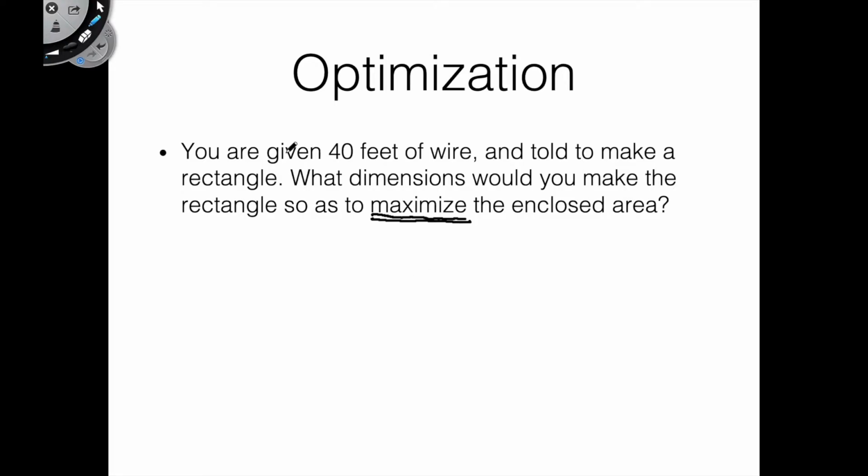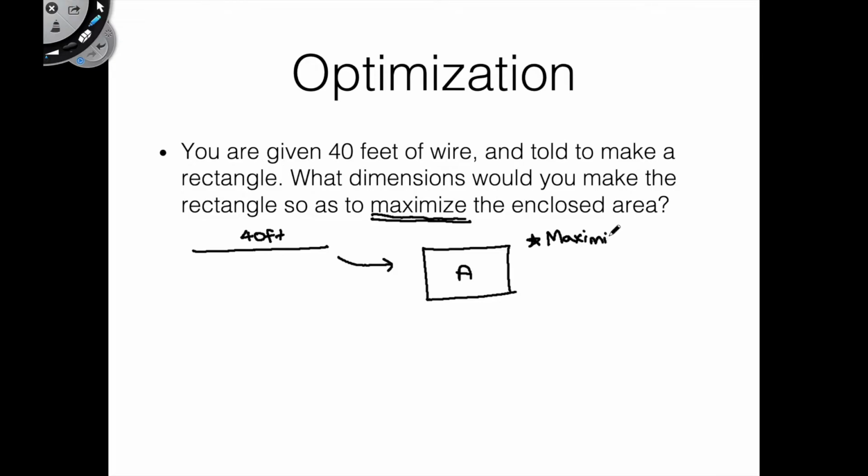So the first thing I want to do is draw what the situation looks like. I've got this piece of wire that's 40 feet long, and I'm bending it into a rectangle with some area A. My goal is to maximize A. I want to find a way to see what dimensions of this rectangle I can make to maximize that area. So that's my goal.